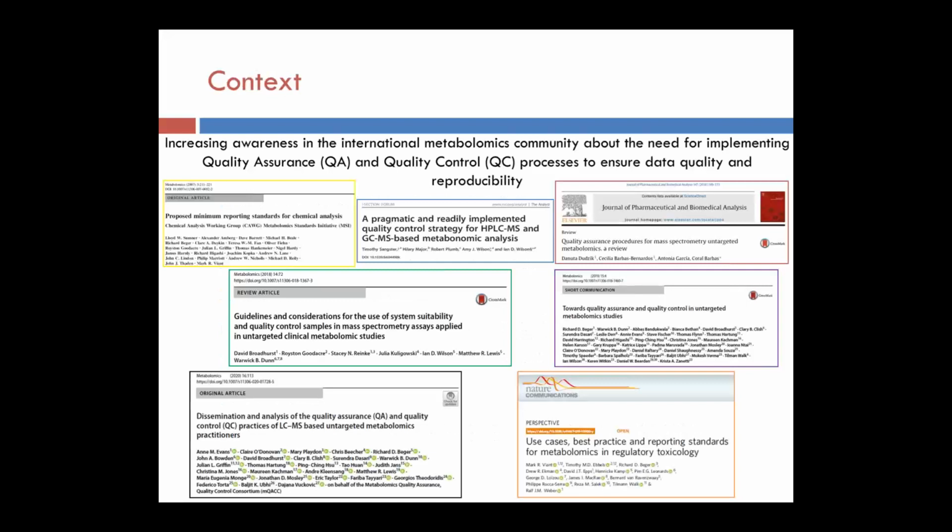So to begin with the context, in the last years, there has been increasing awareness in the international metabolomics community about the need for implementing quality assurance and quality control processes to ensure data quality and reproducibility. And this was evidenced by the establishment of the Metabolomics Quality Assurance and Quality Control Consortium, MQAC. In particular, in our research group, we follow several guidelines that were provided by the research groups of Ian Wilson, David Broadhurst, Rick Dunn, and Coral Barbas, among others, and all their collaborators.